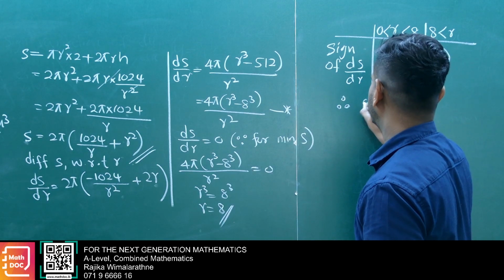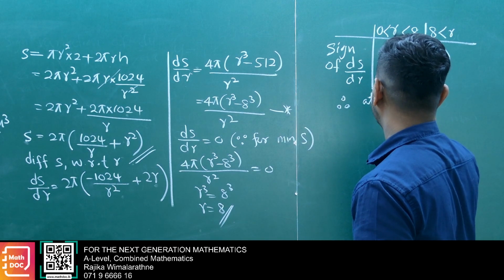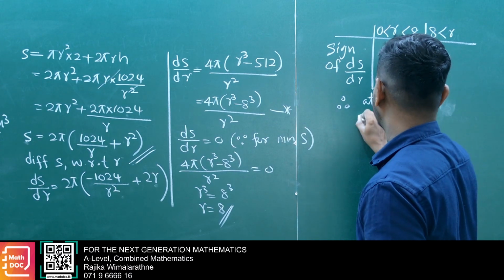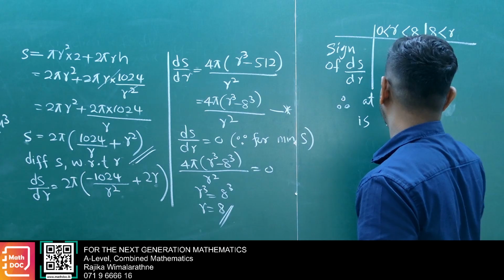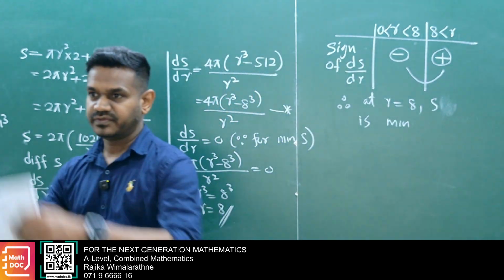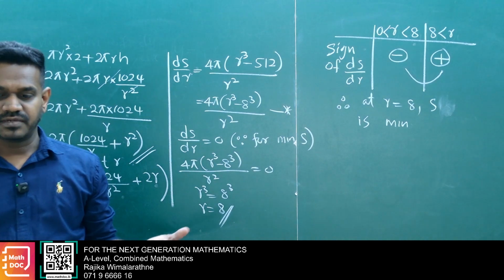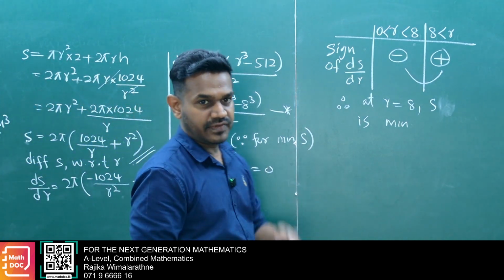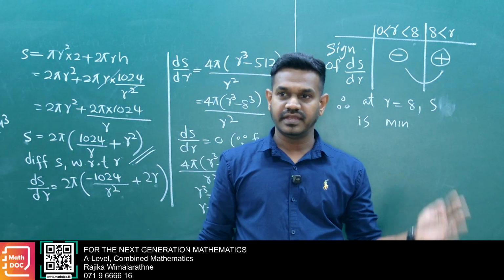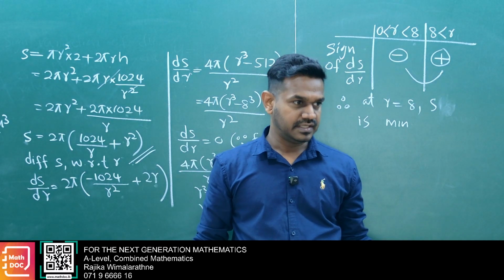Therefore, at r equal 8, S is minimum. That's how we do. Very simple part. You follow that procedure. Obtain the function, convert into single variable, differentiate, simplify, equate to 0 and check the sign. That's the procedure.